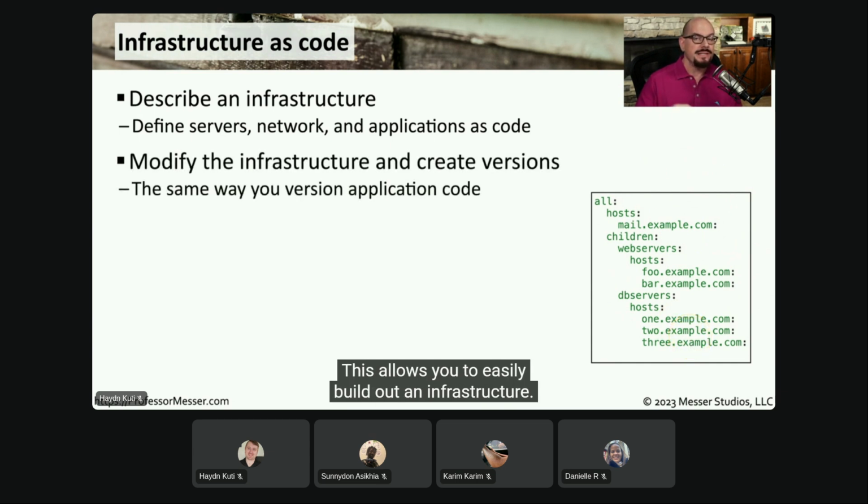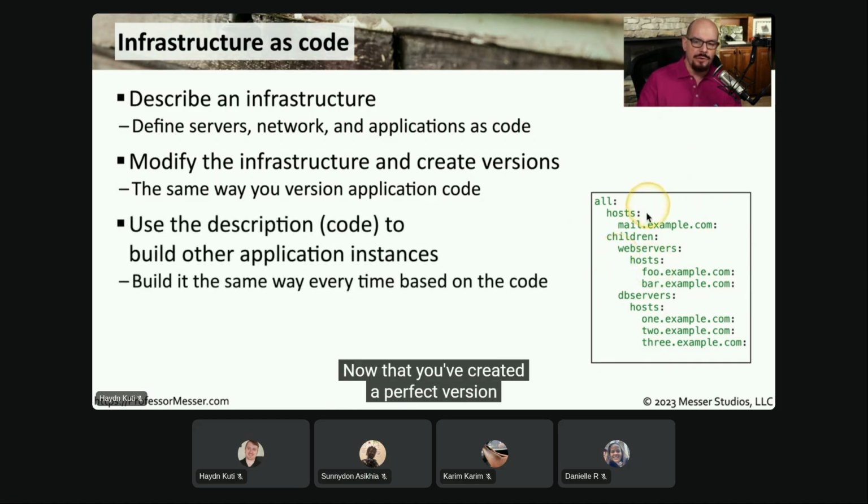This allows you to easily build out an infrastructure, and it also allows you to easily modify the infrastructure so that you can change the configuration as needed. You can build this out in the code itself, so the next time this code is used to build out the infrastructure, it takes all of your changes into account.